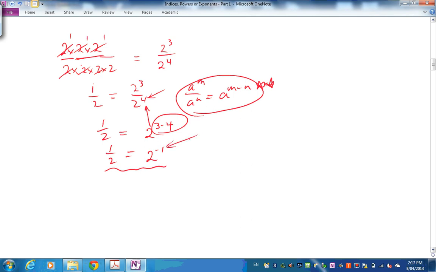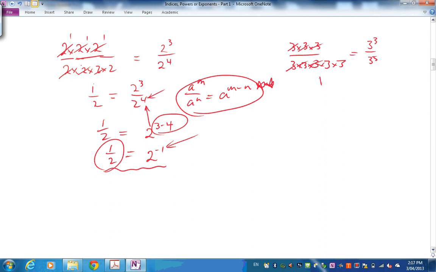And what would it mean? It would mean there were more 2's left in the bottom line in this problem. And so 2 to the neg 1 means 1 over 2, or 1 over 2 to the 1. Okay, let's do another one. Let's do 3 cubed over 3 to the 5th. Okay, let's cancel it again now.